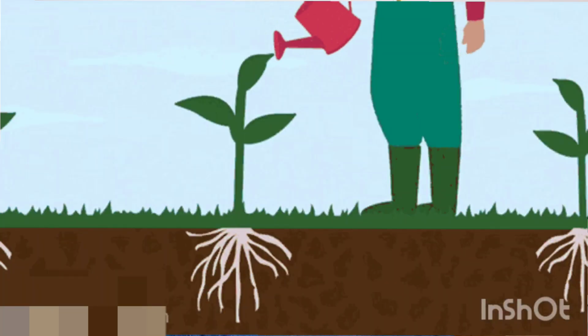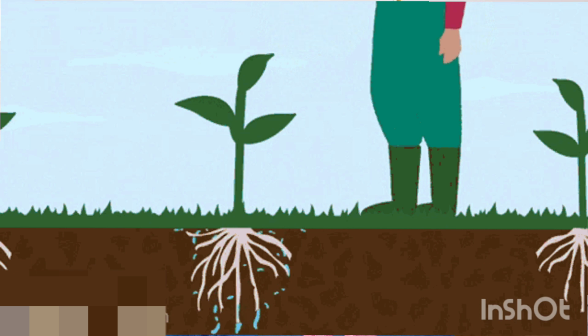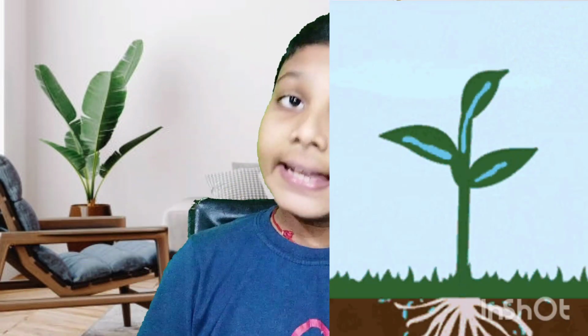First of all, let us start from the basics. First, let's start from the root system of the plants. First of all, the water is absorbed from the roots of the plants. That's done. And in the following steps, what's going to happen? This water is going to be transported to the leaves through the stems and the branches which connect the leaf.